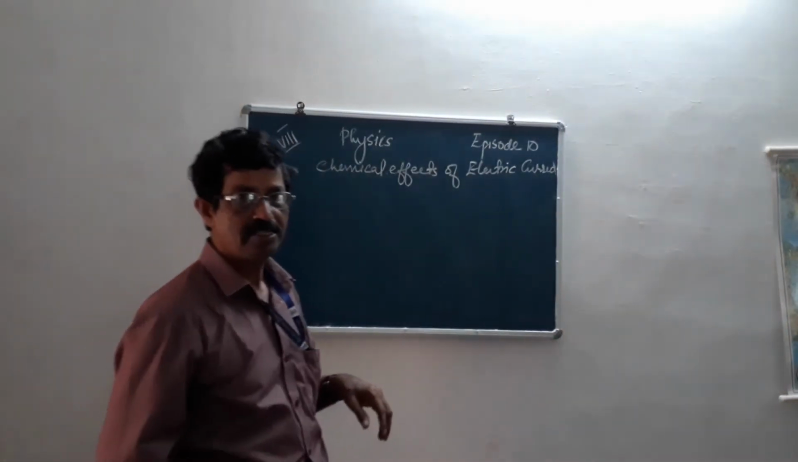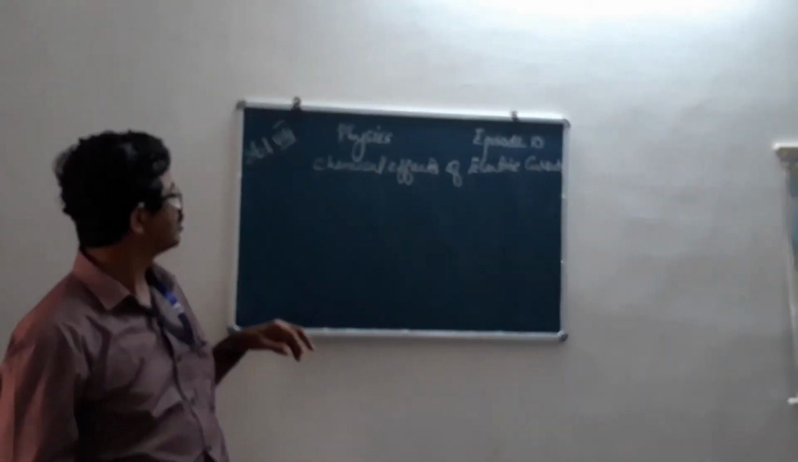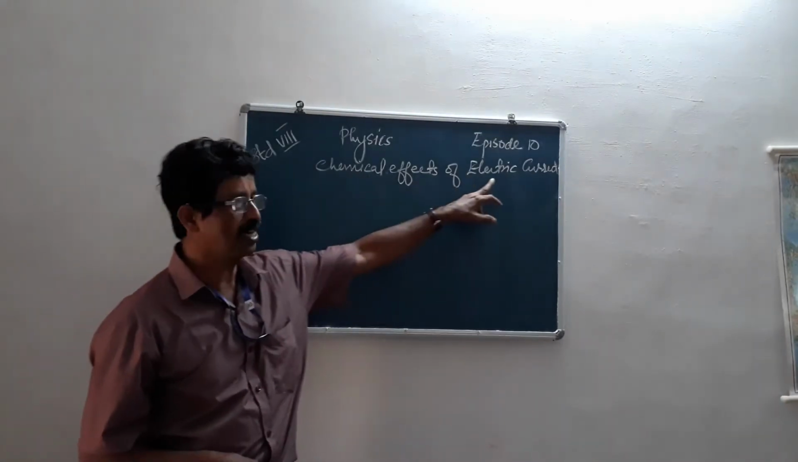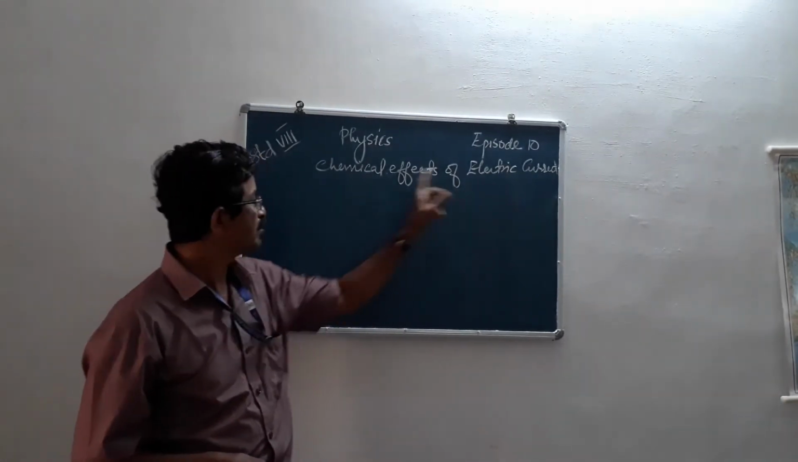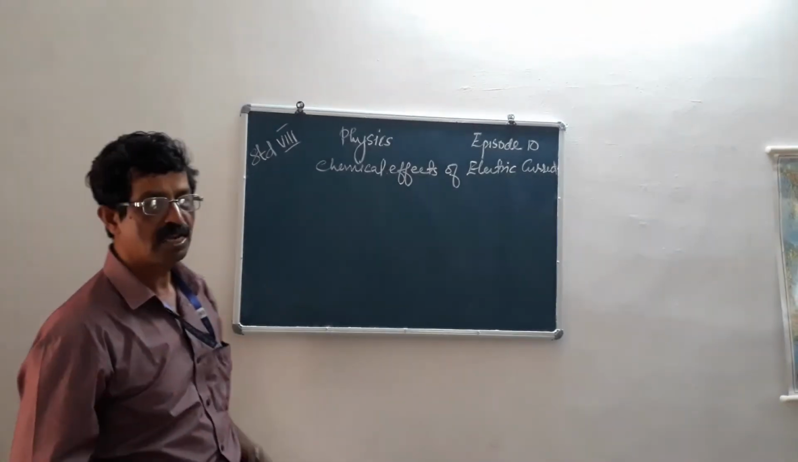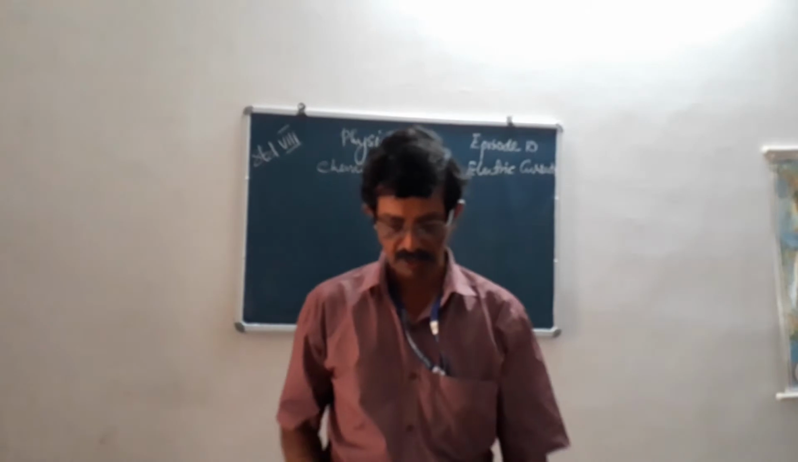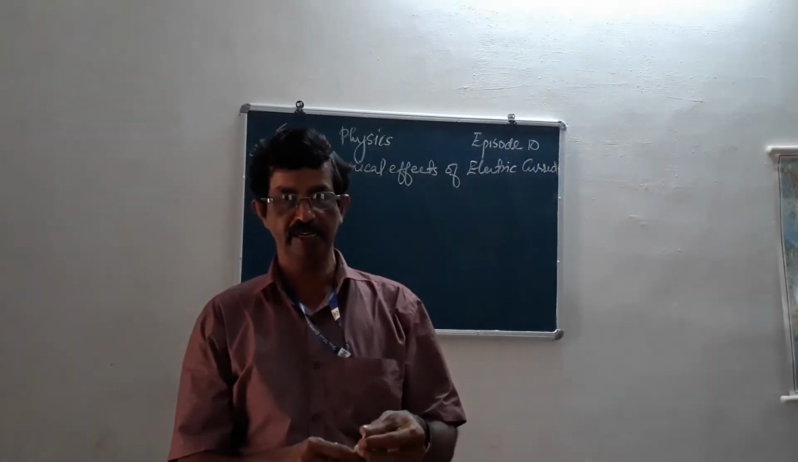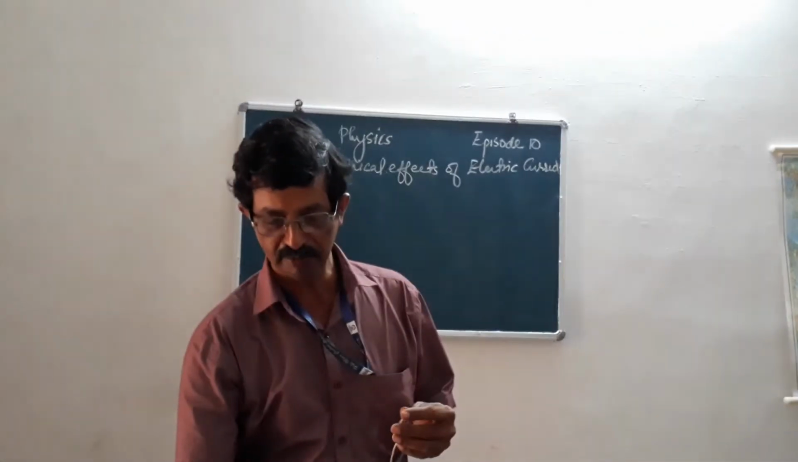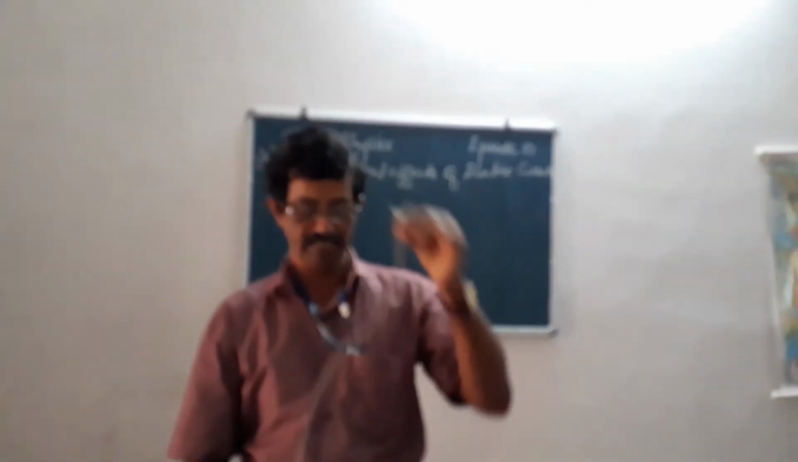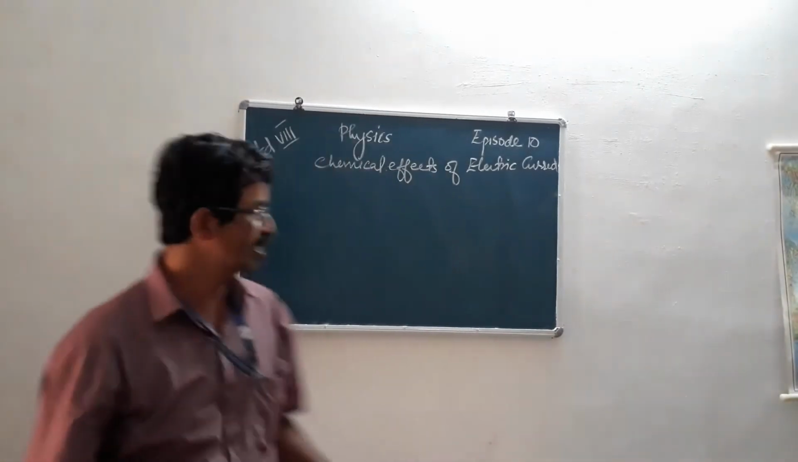Welcome children. Now we are going to discuss the chemical effects of electric current. Which is the unit, chemical effects of electric current. You know, this is a metal, that means a copper wire. This copper wire can conduct electricity.